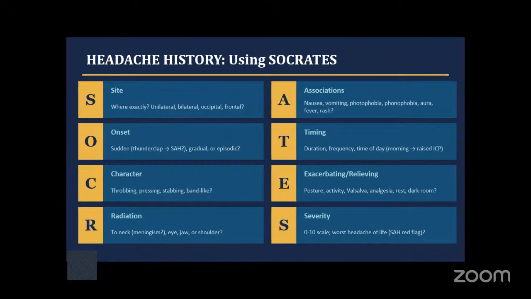What are the exacerbating or relieving factors? So is this headache associated with posture, position of the head, physical activity, Valsalva maneuvers, or any pressure in abdominal or thoracic pressures, relieved by analgesia? Does the patient want to stay in a dark room? Do they not want to be outside in the morning when the sun is rising? And the severity, you can use the 0 to 10 scale, and then you can just ask the patient how much this headache has affected their physical activity or their life.